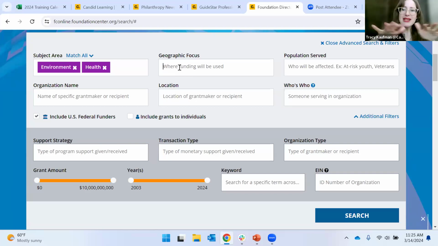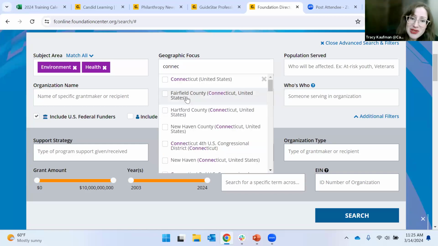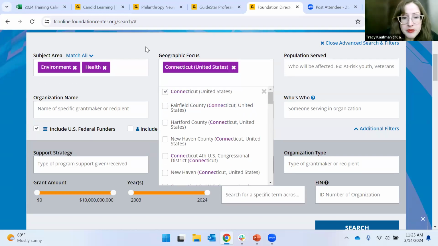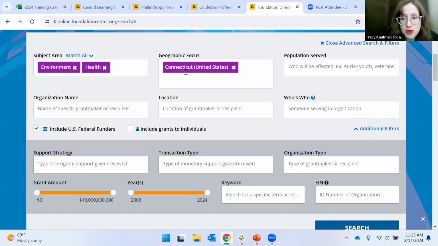Oftentimes I like to keep it at a state level. It's kind of the perfect happy medium. So you could put in Connecticut. You see right below, if you wanted to do Fairfield County, you could do that if you feel like it. But I think this is a pretty good search.